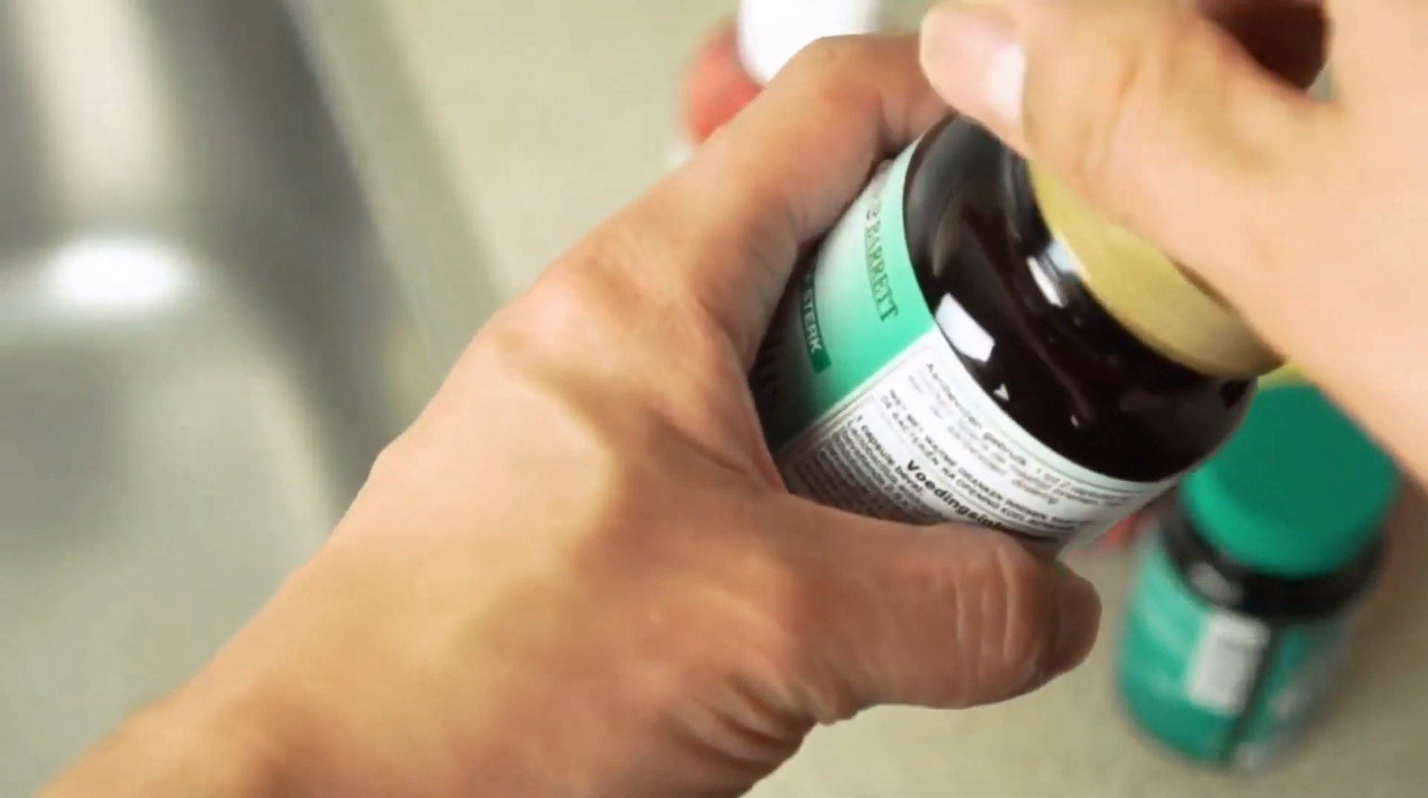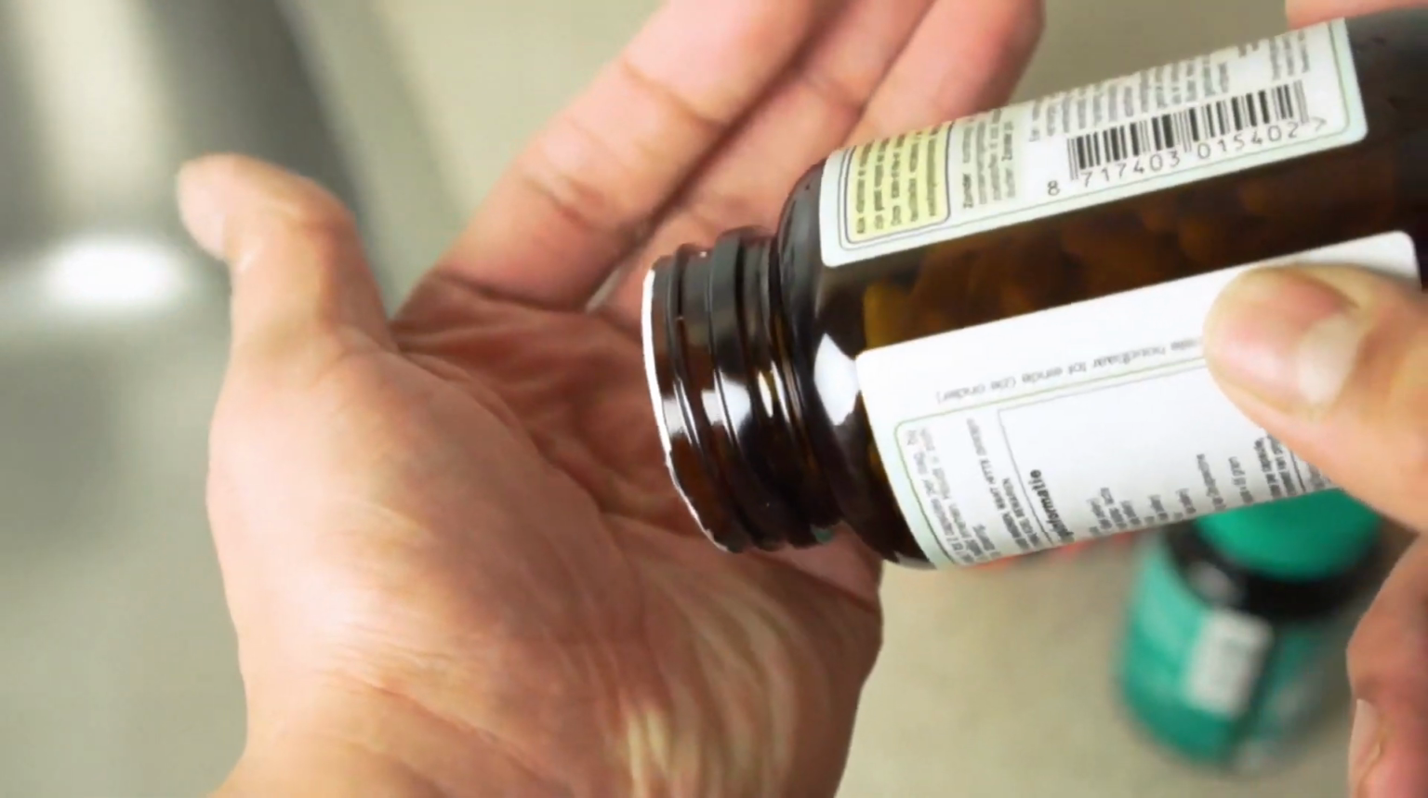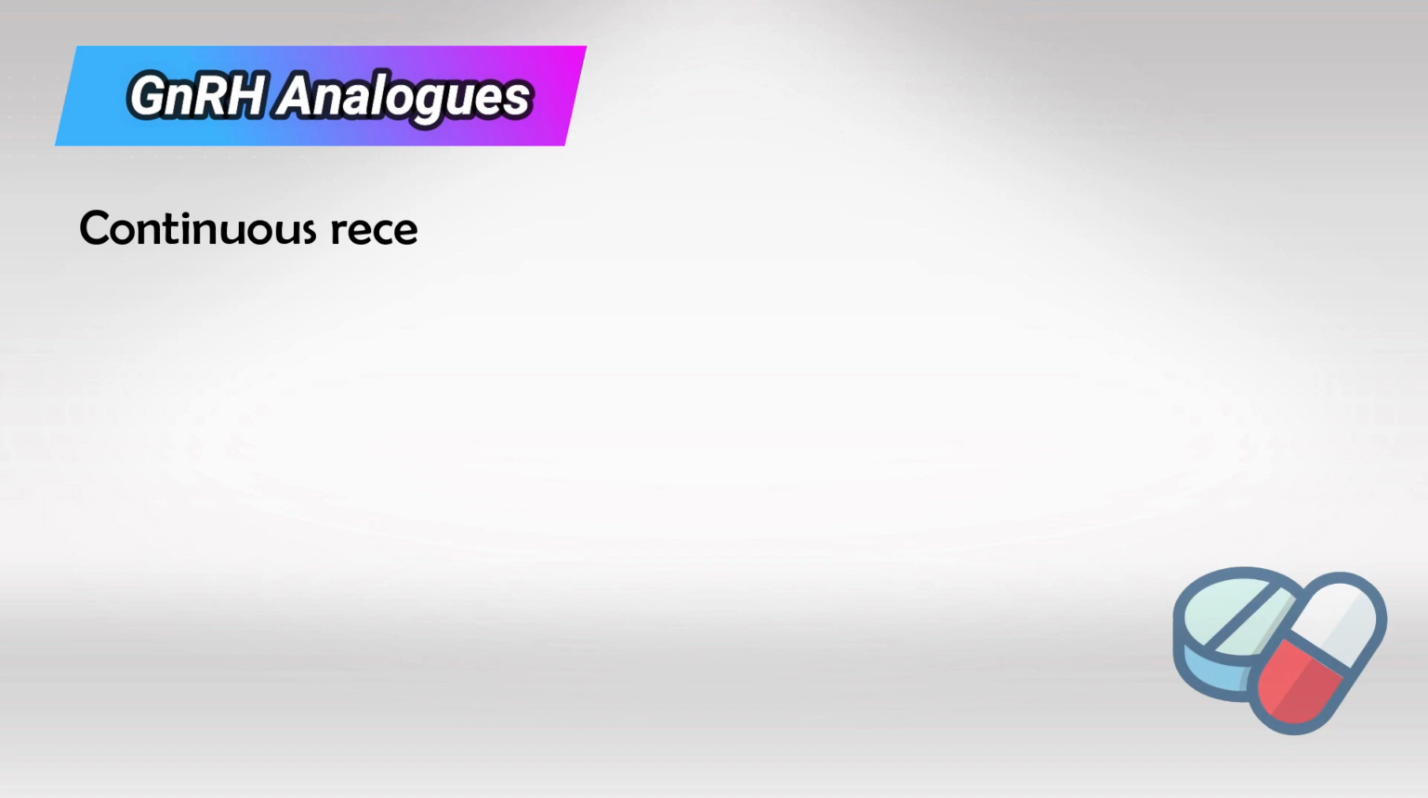Welcome back. In this video, we'll explain the mechanism of the different types of oral contraceptive pills. The first on our list is the GnRH analogues. These medications mimic the action of the hormone GnRH.